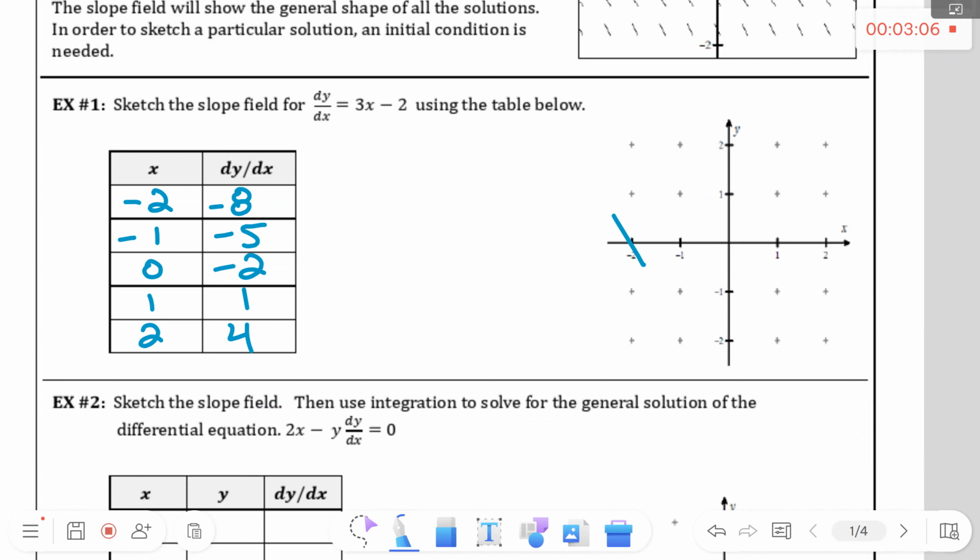When we plugged in -1, what was my slope? Not as steep, but still negative. So I'll do like that. What was it at 0? Not as steep. At 1, now we're positive. And then at 2, we're even more positive. There we go. We just drew the first one.